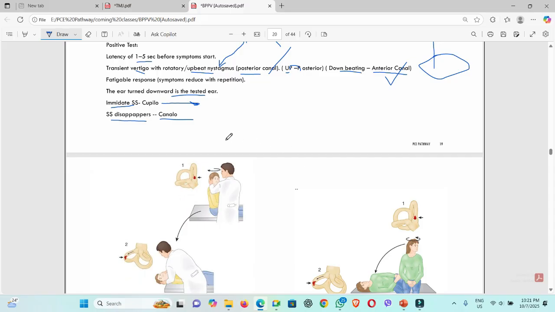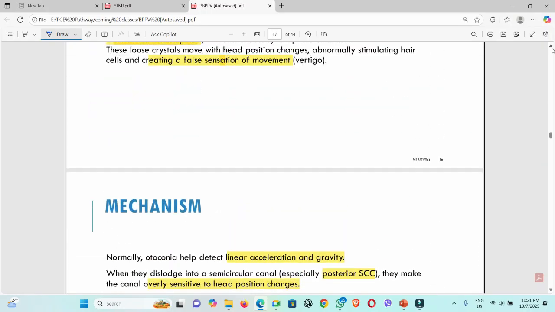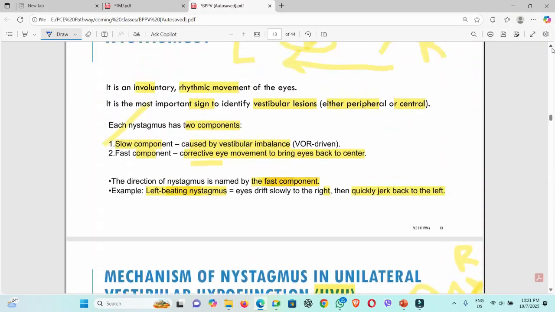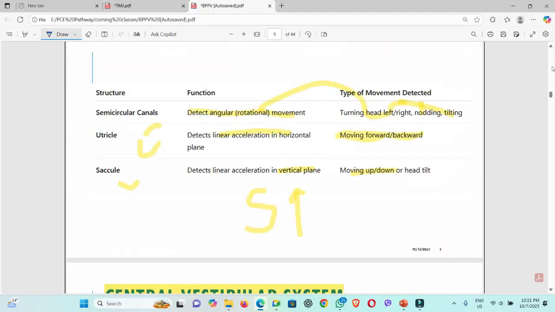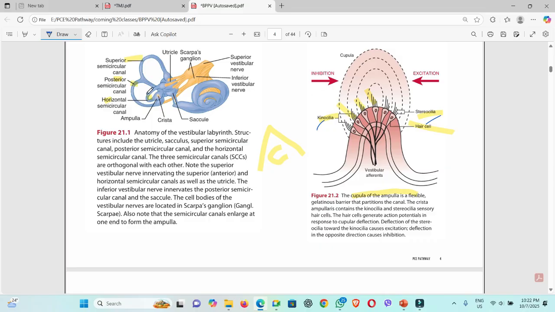Why canal, why cupulo? If signs and symptoms come faster, it means the cupula has those structures which can sense very fast. So if the signs and symptoms appear quickly, that means these calcium carbonate crystals are very close to the cupula and symptoms are coming very fast, right?